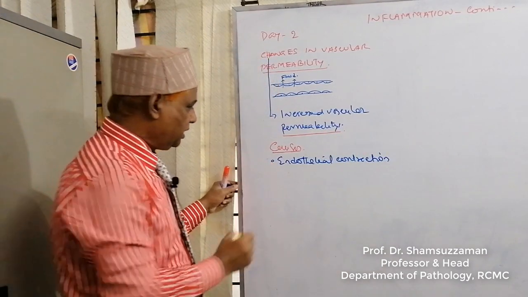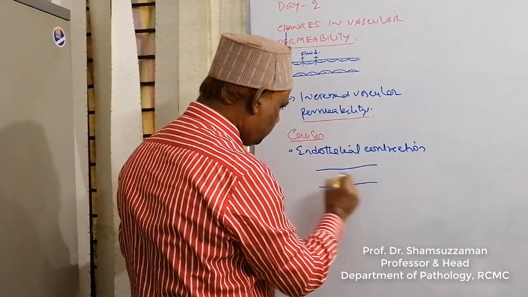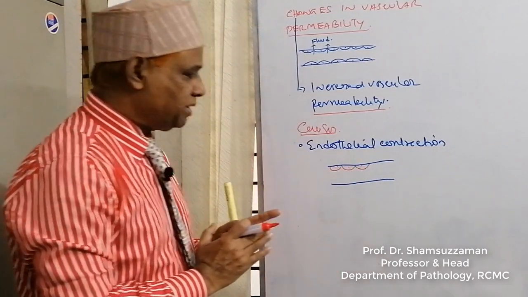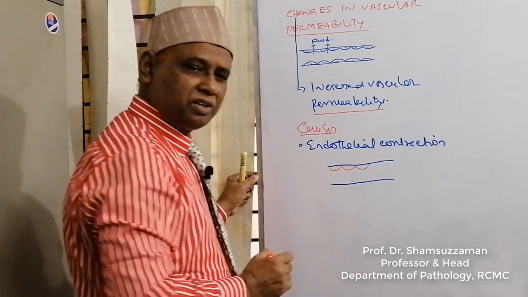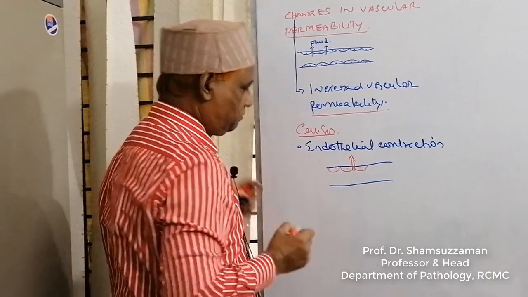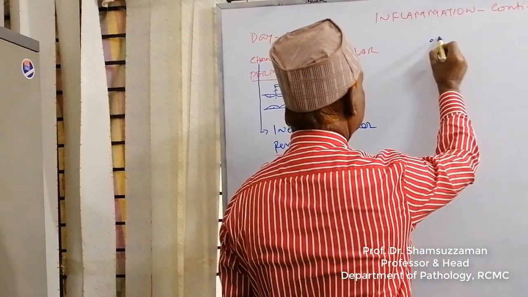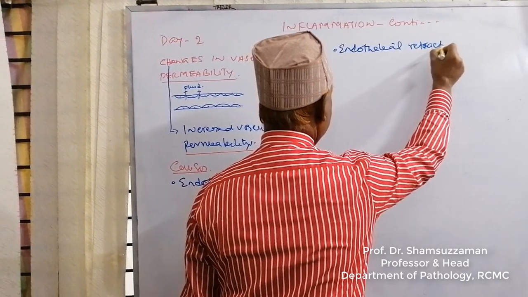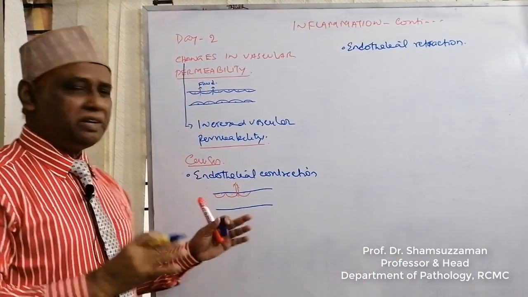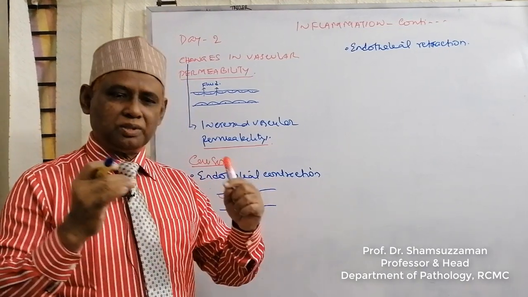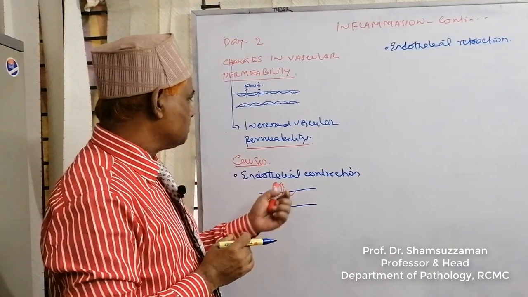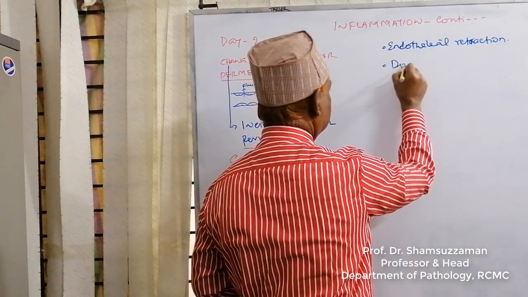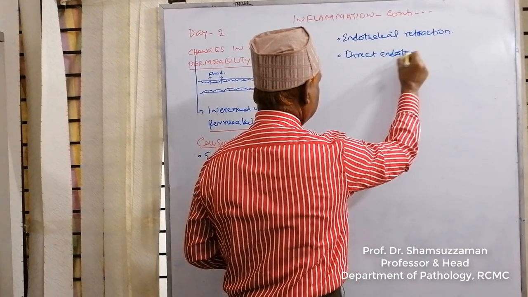Dear audience, suppose this is a capillary, and this is the endothelial lining. If there is contraction of the endothelium, there will be an increased gap between two endothelial cells, and there will be increased vascular permeability. The second cause is endothelial retraction. If there is endothelial retraction, there is an increased gap between the endothelium, and there will be increased vascular permeability. Then, direct endothelial injury.